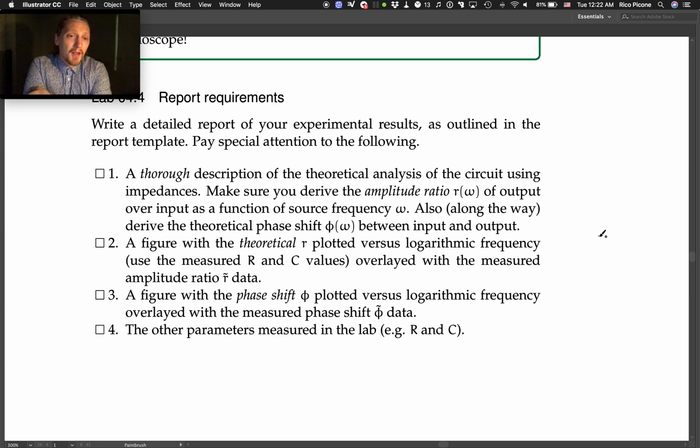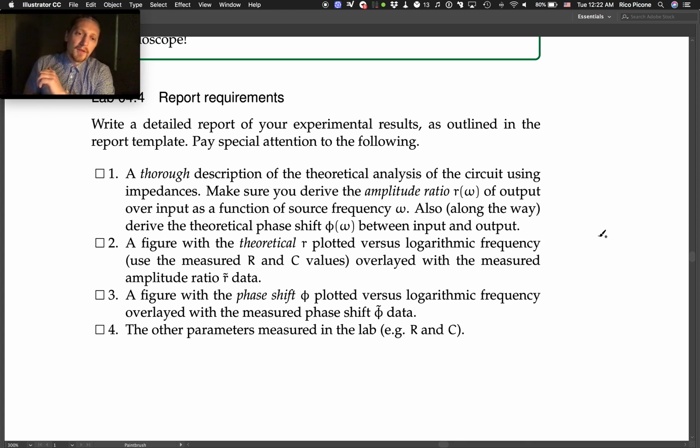You're going to do that, and then you're going to plot that, and then you're going to overlay the measured amplitude ratio data on that. Hopefully they match. They might be a little off, but they should be in the ballpark. If it's way off, then something's going on. And a figure with a phase shift.